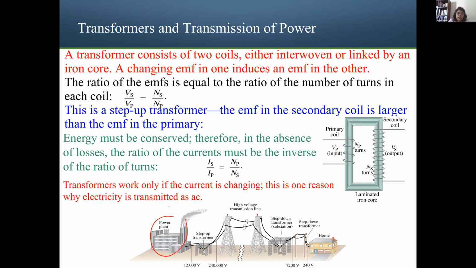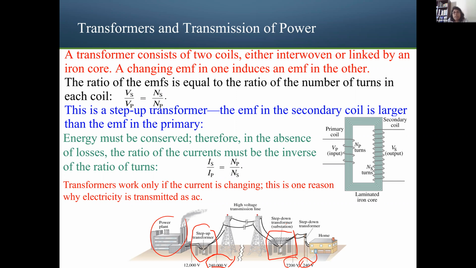So usually the power plant will produce electricity at around 12,000 volts, and then we use a transformer. We call it a step up transformer. Step up means basically you increase the voltage. So now you increase it to 240,000 volts, and then you distribute that into the transmission lines. And when it comes to the home, we don't want that much voltage. We just need to reduce it to about 240, or sometimes in some factories a little higher. And then you use a step down transformer to lower the voltage.